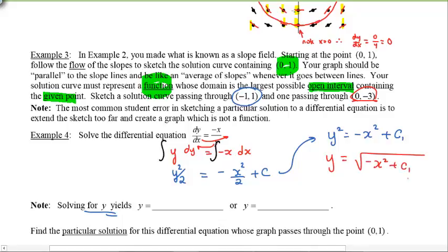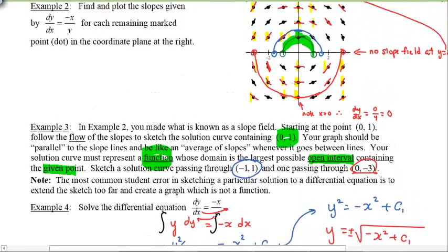And I actually forgot one thing. You should have a plus or minus. So noticing here, I've got y equals the positive square root of -x squared plus c1, or the negative of the square root of -x squared plus c1. Okay? And those are the particular solutions. This is the actual solution for all different possible curves.